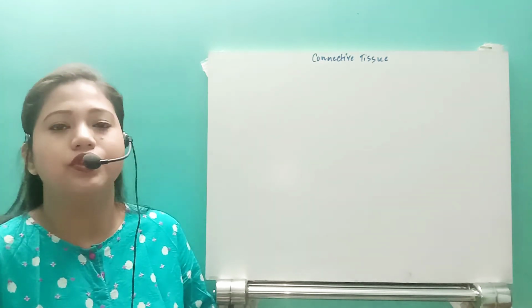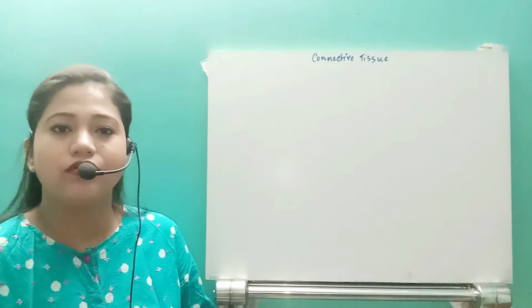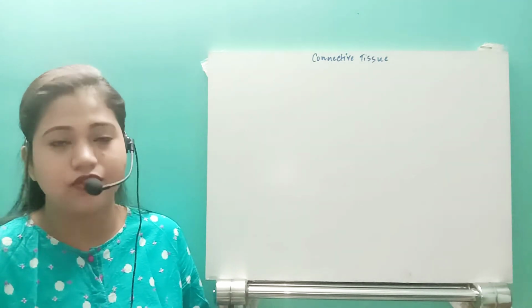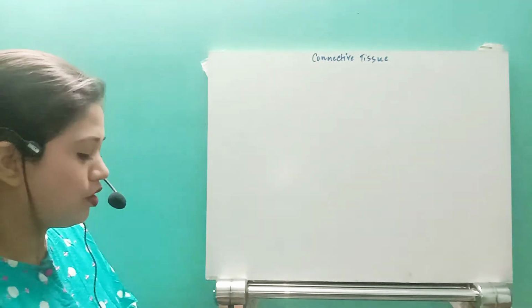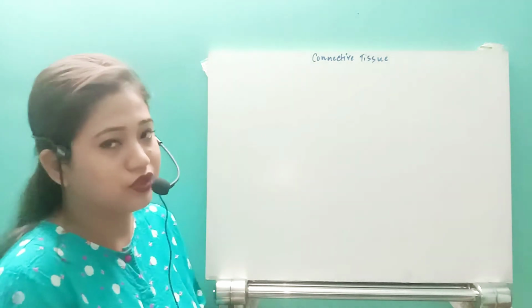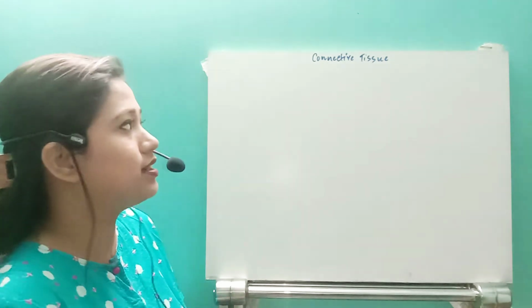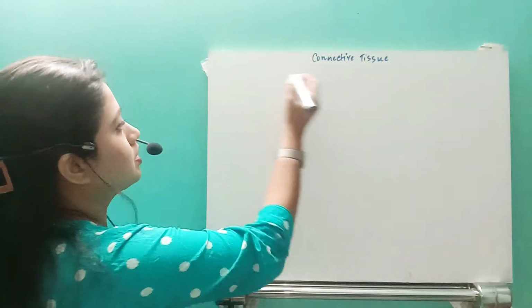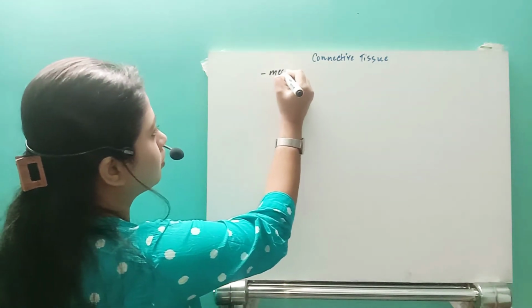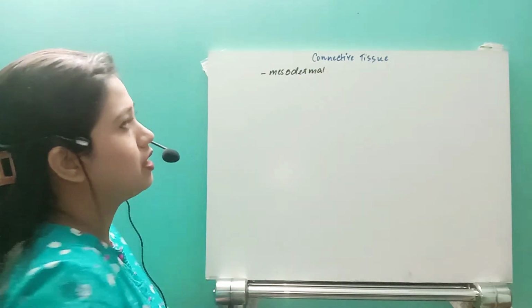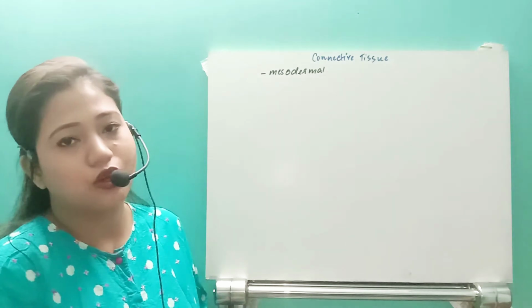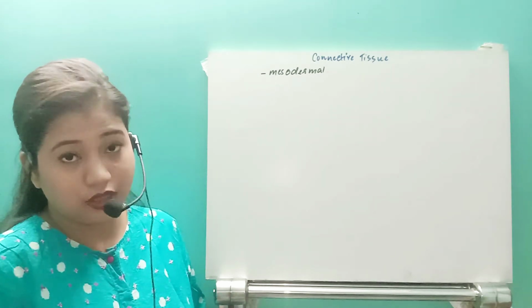So first of all, we should know what is connective tissue and from where it is originated. That means from which germinal layer it is originated. Okay. So first of all, just need to know, this is a very important point, that this connective tissue is mesodermal in origin. So if it comes to the germinal layer, then connective tissue is a mesodermally originated tissue.